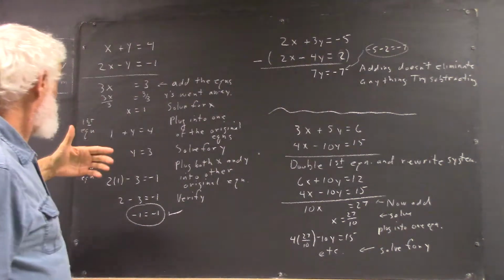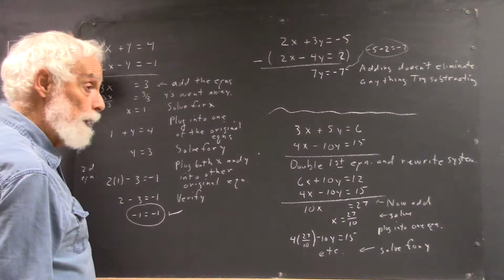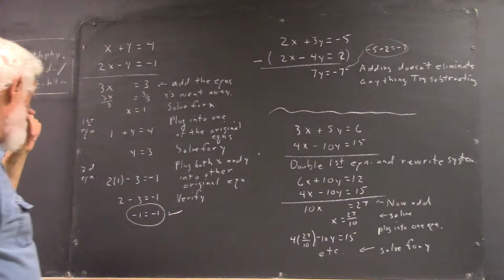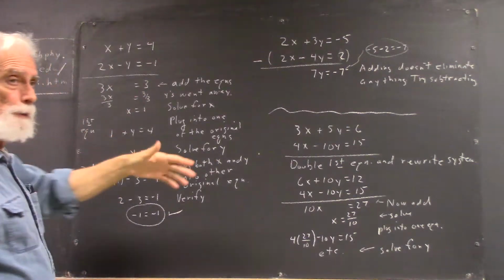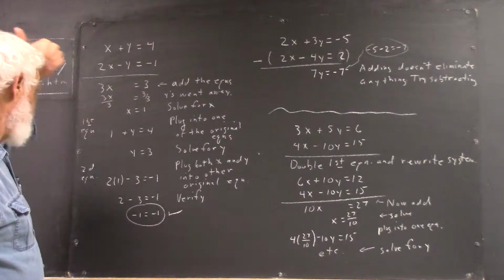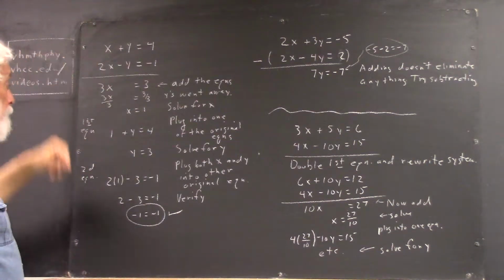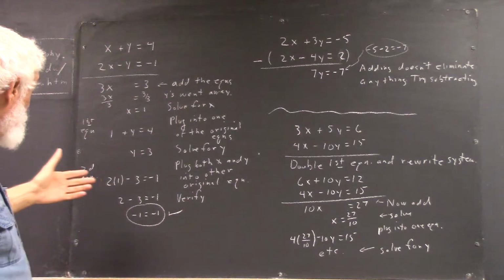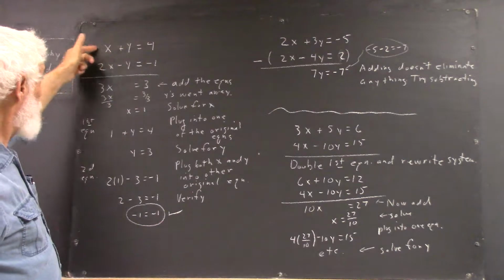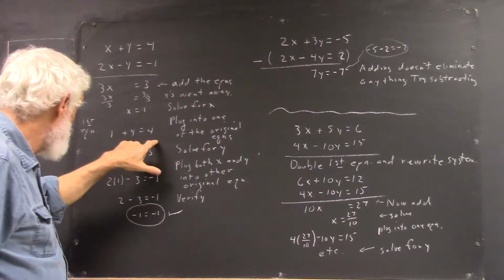Well, this solution for x has to apply to both equations, so we just plug x equals 1 into either of these equations. So somebody in class chose to use the first equation, which is kind of a natural choice, but you could equally well have chosen the second. It wouldn't make any difference in the final result. But plugging x equals 1 into the first equation, we get 1 plus y equals 4. So we write that down here.